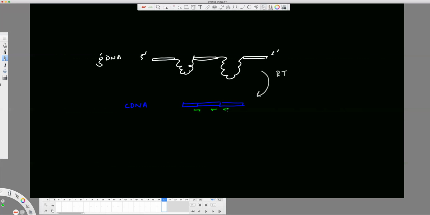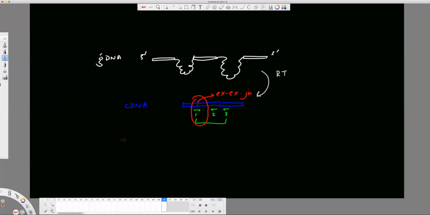Now, if I take these two, so this is 1, 2, 3, and if I take 1 and 3, this is not only the exon junction primer, it is also intron spanning because there is another intron in between, right? So the idea is the following, that one of the primers should span the exon junction, right? So this is your exon junction.